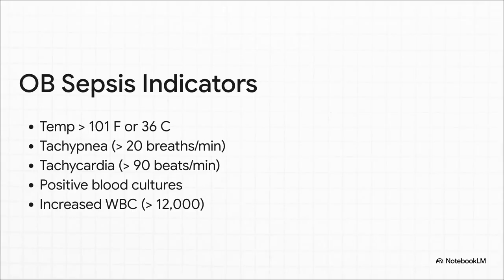Let's look at a prime example in the OB world. Say a localized infection like chorioamnionitis escalates. We need to look for specific systemic indicators. Is the temperature over 101? Is the respiratory rate over 20? Is the heart rate over 90? Are the white blood cells elevated above 12,000? If you see these indicators, but the provider only wrote infection, you must compliantly query for sepsis. Why? Because capturing sepsis acts as a major complication, or MCC, which drastically shifts the MS-DRG weight.